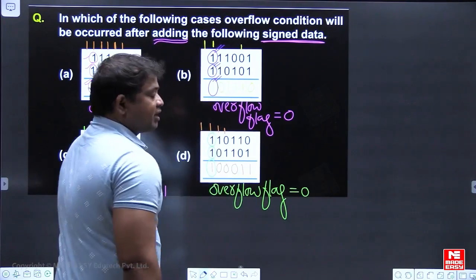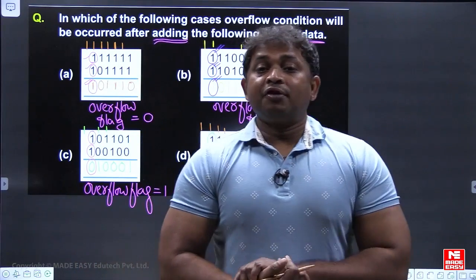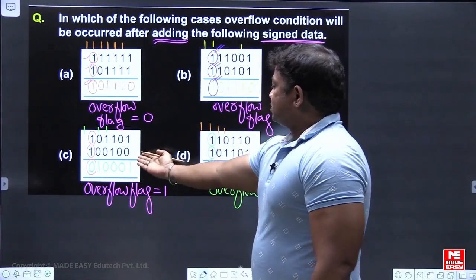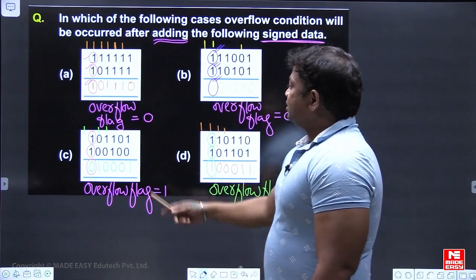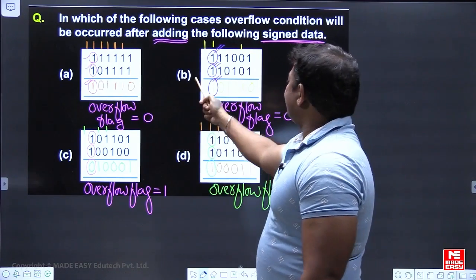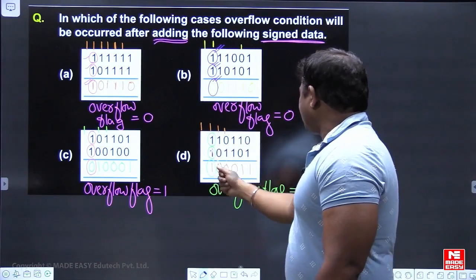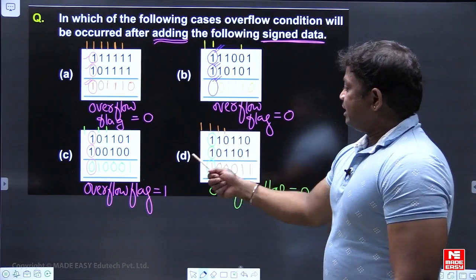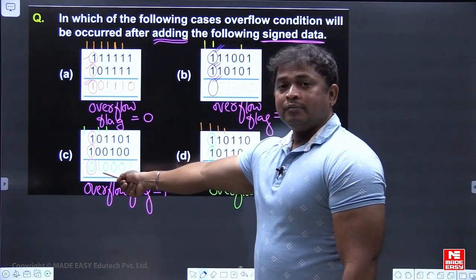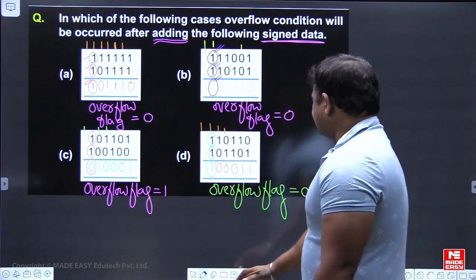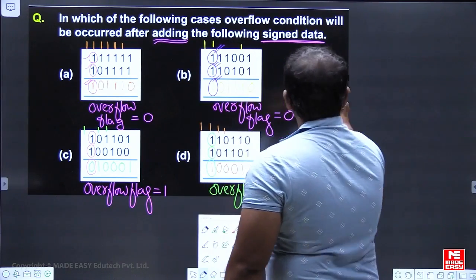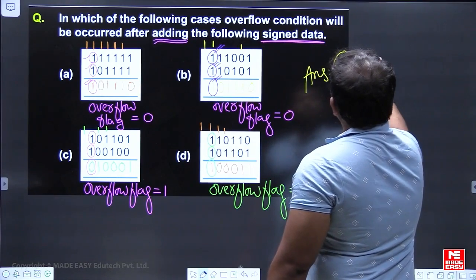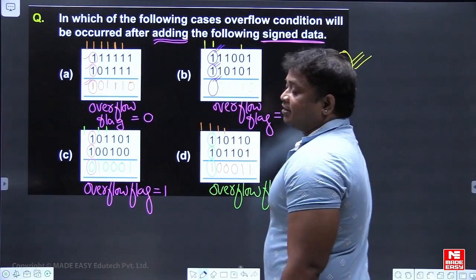Okay, in the given 4 options, the overflow condition is set in option C. In option A there is no overflow, in B there is no overflow, and in D there is no overflow. Overflow is present in option C. Therefore the correct answer is C. I hope you understand the analysis.